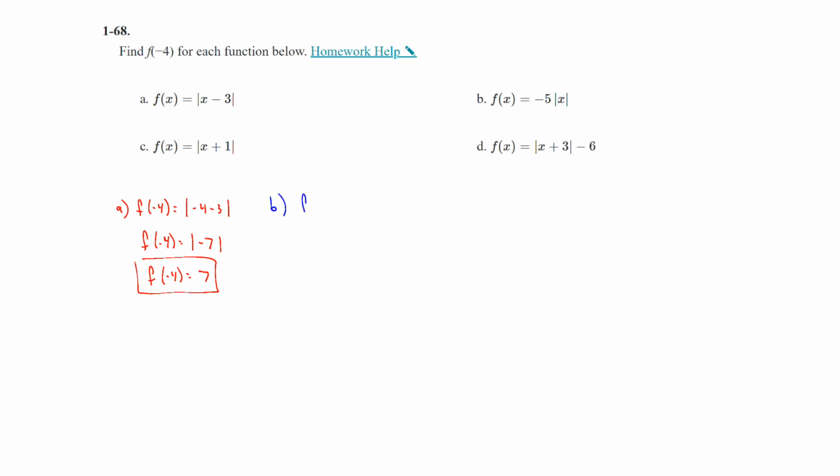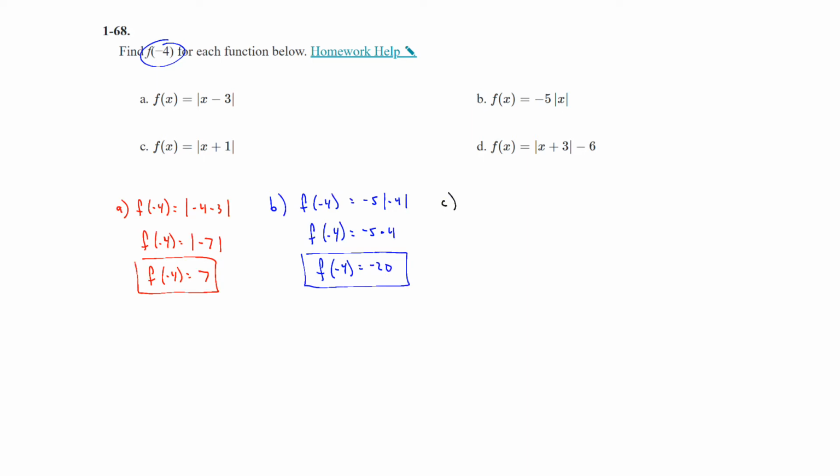For B, once again, for all of these, we're finding f of negative 4, which is equal to negative 5 times the absolute value of negative 4. The absolute value of negative 4 is a positive 4. So then we get negative 5 times 4, and that would be negative 20. So the input is negative 4, and the output is negative 20.